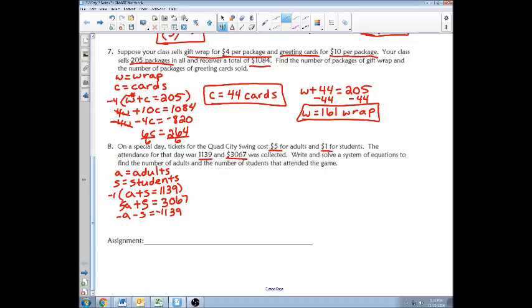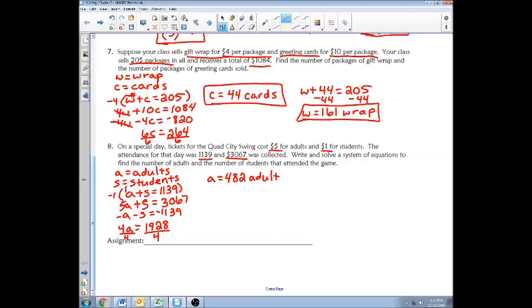So now that I have my new equation, what I can do is take 5A minus A, which would get me 4A. The positive S and negative S will cancel. So then I have 3,067 minus 1139, which is 1928. I'm going to take both of these and divide by 4. So the number of adult tickets I have is going to be 482. So I have 482 adult tickets.